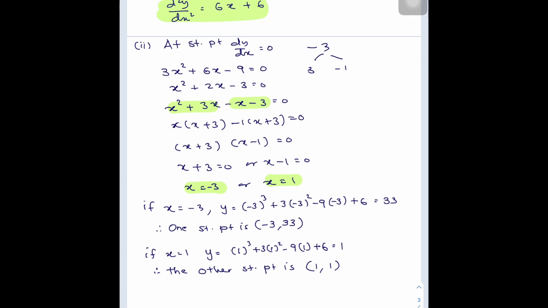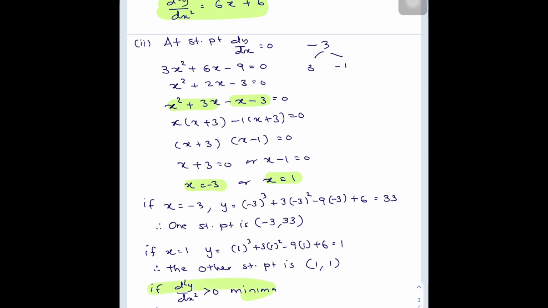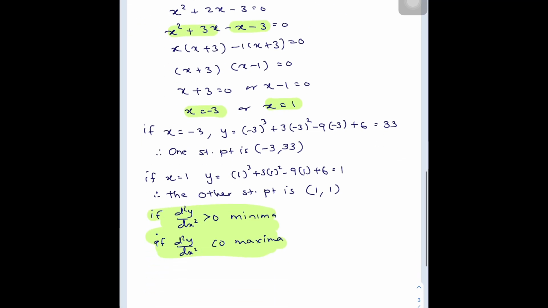All right. Now it says determine their nature. To determine the nature, that means I have to figure out if it is a maximum or minimum. So I should remember one thing: if d squared y over dx squared is more than 0, then it's a minimum. If d squared y over dx squared is less than 0, that's a maximum. That's not part of the solution, this is for your understanding.